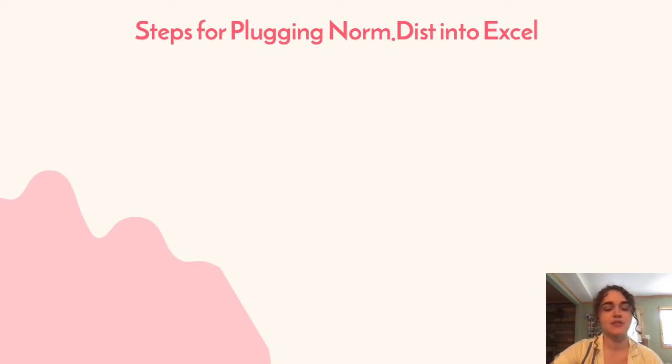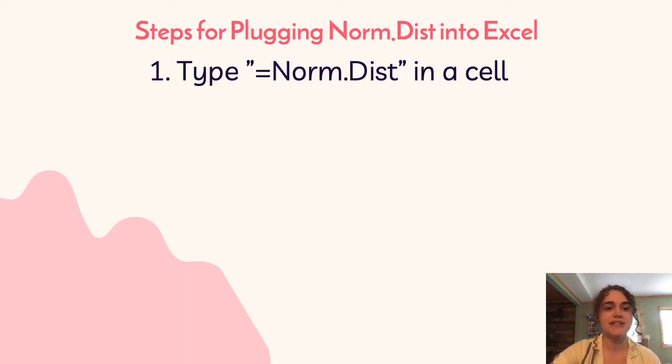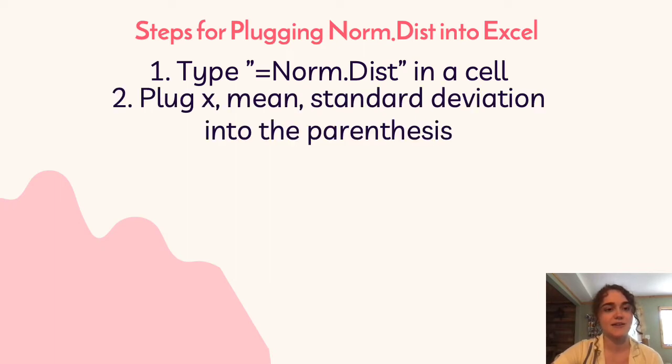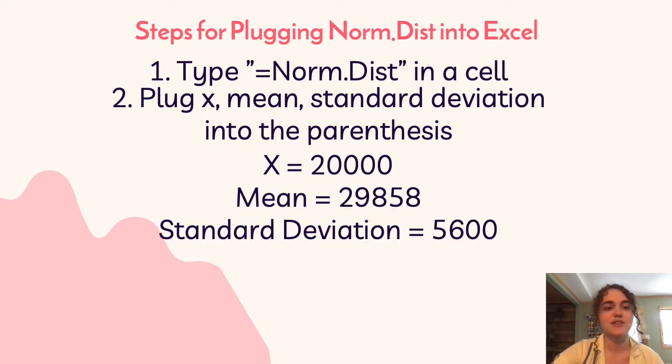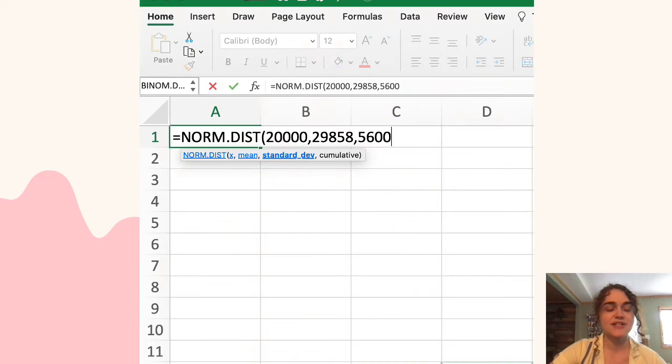So, steps for plugging the normal distribution into Excel. First you need to type equals norm.dist into any cell in Excel, and then plug x, mean, standard deviation into the parentheses, substituting those words for the correct values. So x is $20,000 because we're looking to find everything less than that, and our mean is $29,858. Our standard deviation, as we already know, is $5,600. In your Excel screen, it should look something like this, and then the final thing we need to type is true or false for whether or not our equation is cumulative.